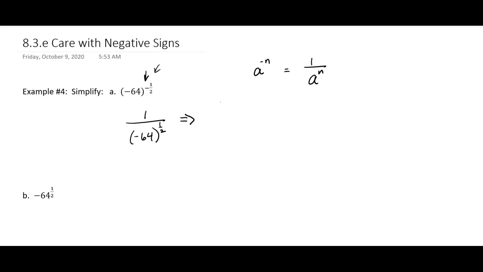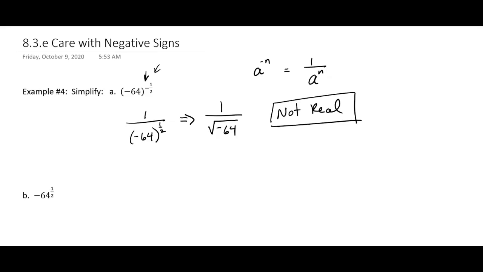Now we're going to think about, well, what does that 1/2 mean? It means 1 over the square root of negative 64. Well, that's going to be a little problem because you can't take the square root of a negative number. So we're going to say this is not real, or they might say not a real number, something like that. Okay, so it turns out that one was not real. And the fact that you know what the square root of 64 is doesn't matter. You're trying to take the square root of a negative number, and that's not real.